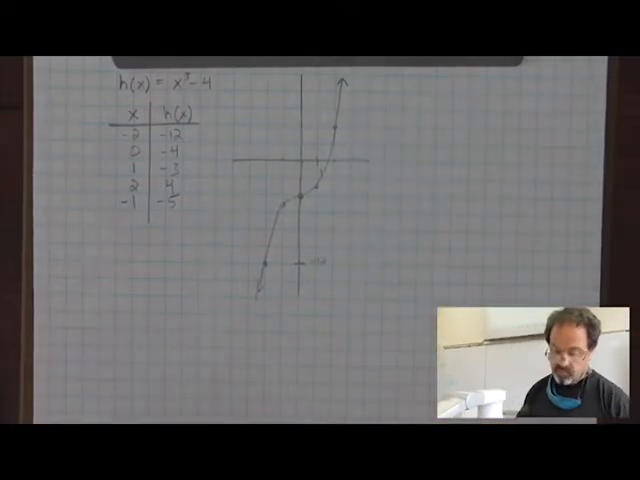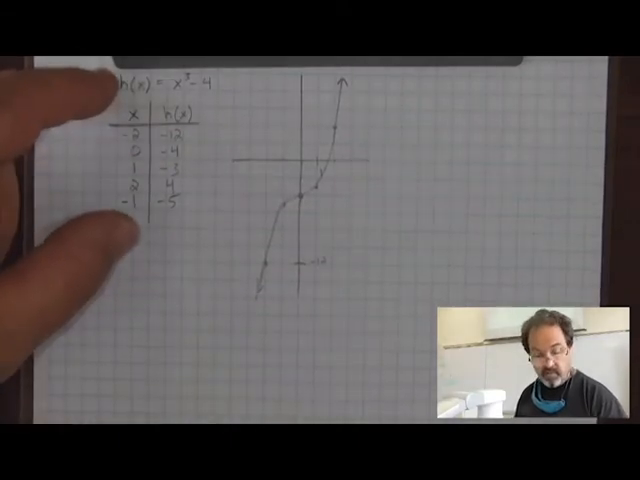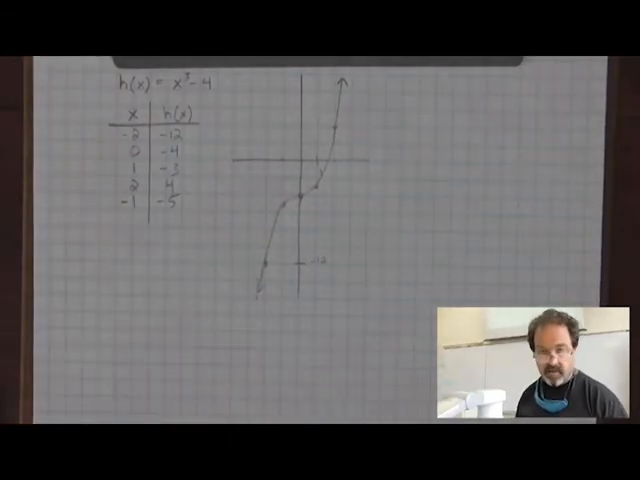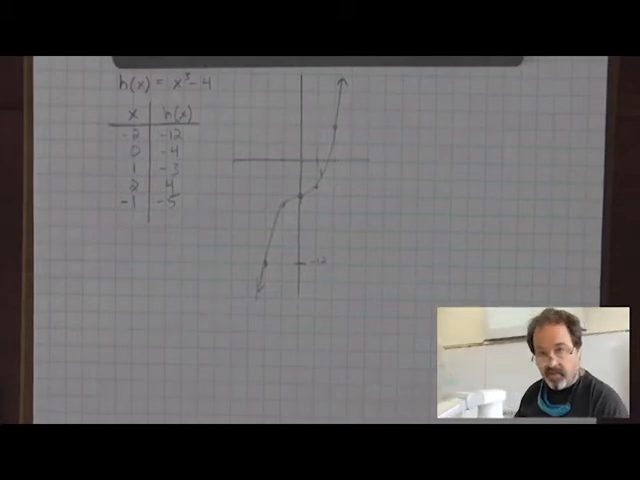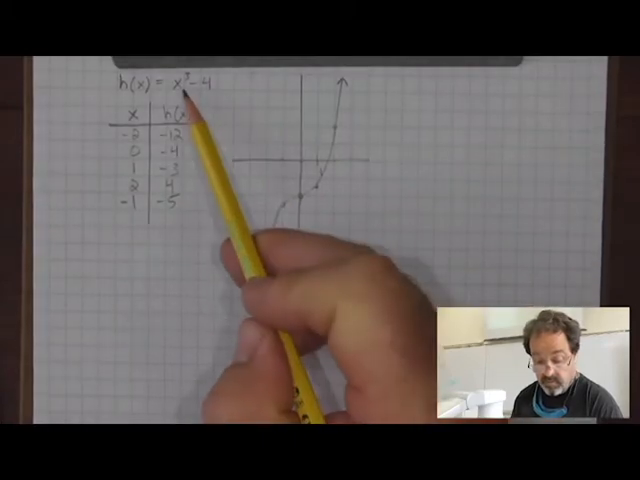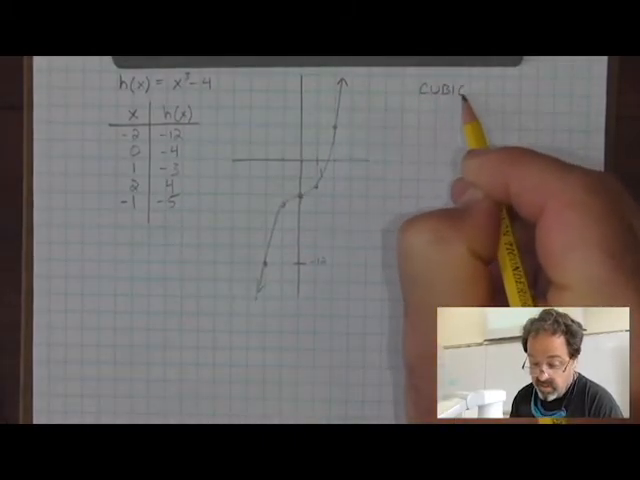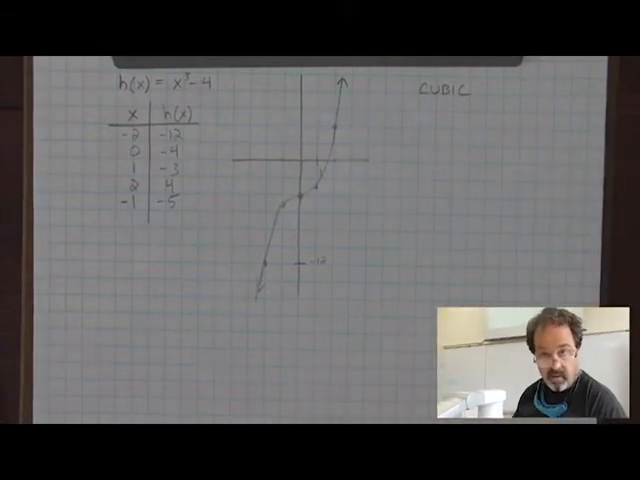So there's a graph of this h function. What can be said about the h function? What attributes does this graph have? Well, one thing that we could say about it is it belongs to a family of functions, which are cubes. This is a cubic function. So we could simply use the name cubic as one of its attributes.